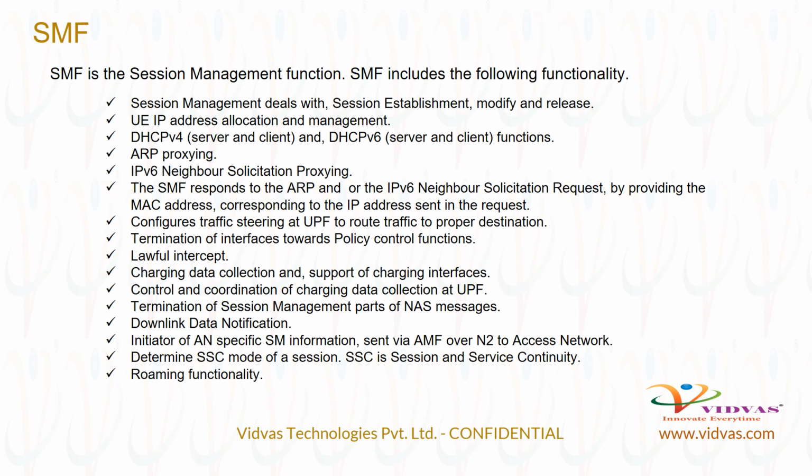UE IP address allocation and management. DHCPv4 server and client and DHCPv6 server and client functions. ARP proxying. IPv6 neighbor solicitation proxying. The SMF responds to the ARP and/or the IPv6 neighbor solicitation request by providing the MAC address corresponding to the IP address sent in the request.